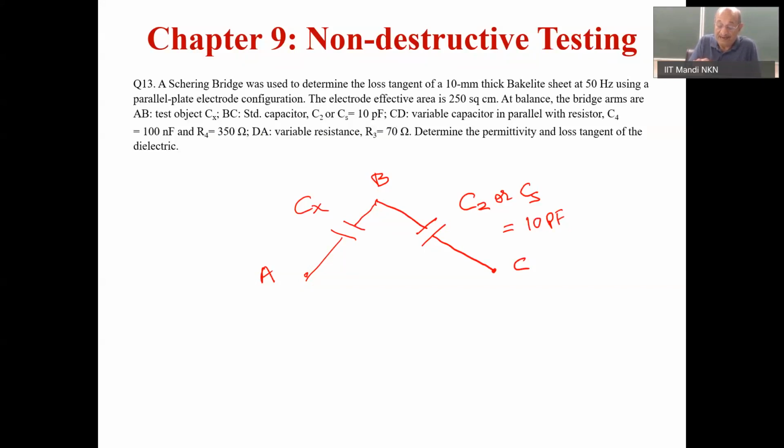And CD is the variable capacitor in parallel with the resistor. Variable capacitor C4 with a resistor R4 of the order of 350. So this is a branch which has a resistor and a variable capacitor. So this is your CD, and this is a resistor branch.